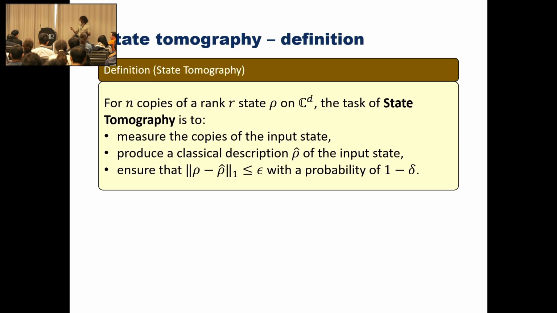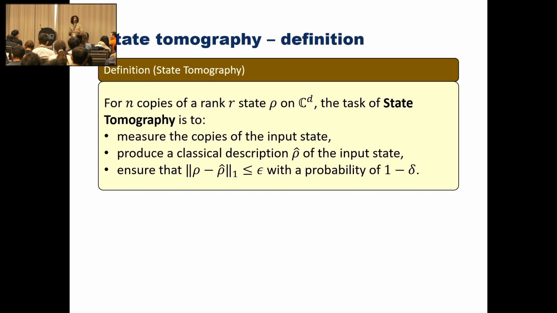So formally, in quantum state tomography, given a state rho, you want to produce an estimate rho hat, which is ensured to be close in some sort of measure. In this case, for didactic purposes, we're using the trace distance. So in a tomography algorithm, you want to ensure that rho, the unknown state, is close to rho hat with some probability.